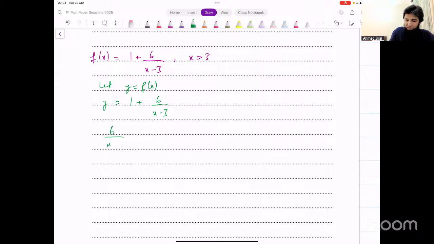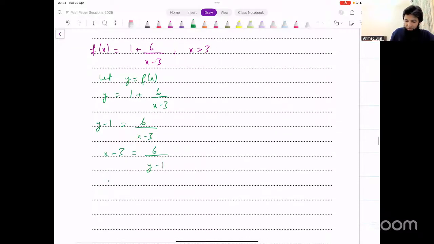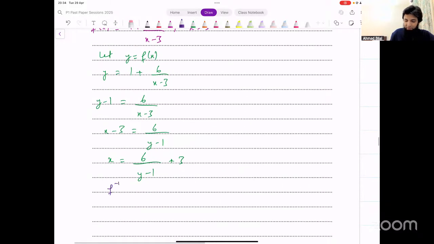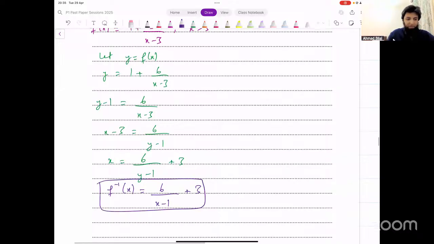Then 6 over x minus 3 is equal to y minus 1. I can take this to that side and bring y minus 1 here. So it becomes x minus 3 equals 6 over y minus 1, and take 3 to the other side now. That's 6 over y minus 1 plus 3. And the inverse function that we get from this, f inverse of x, equals 6 over x minus 1 plus 3. That's the expression for f inverse that we were looking for.